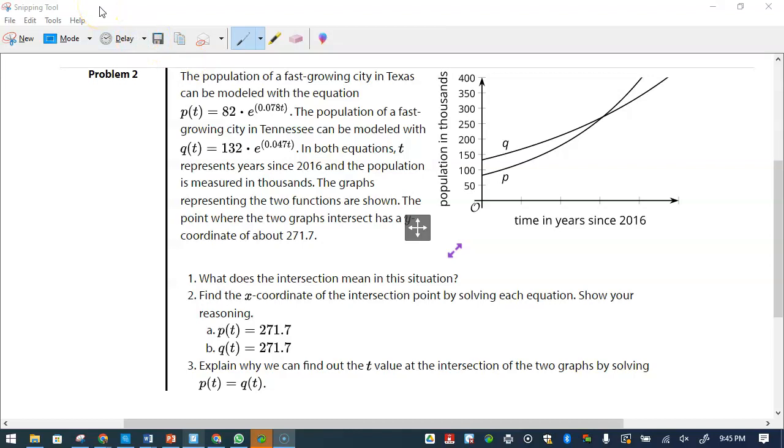Now this talks about the population of fast-growing cities. There are two in Texas, maybe Dallas and another, whatever that is. One city is modeled by this, and another city is modeled by this. Both are shown by just knowing the 82 in the beginning when they measured, and this is in thousands. So the population is shown in thousands.